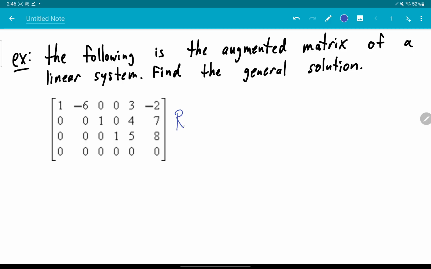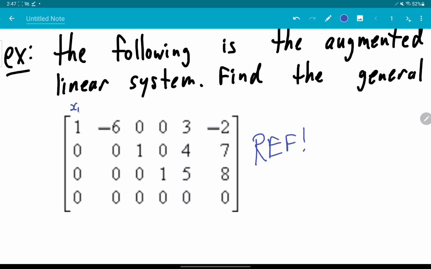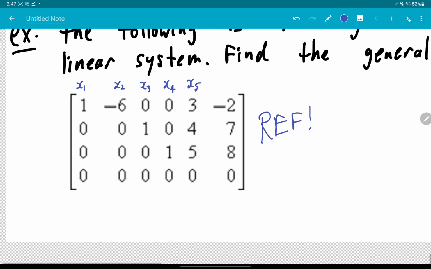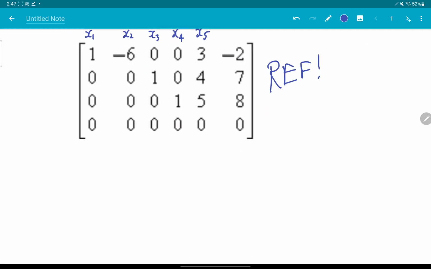Thankfully, this is in reduced echelon form already, so there's no more reduction that I need to do. What I need to do is translate this back into a system of linear equations. I'm going to go with the variables x1, x2, x3, x4, x5. And the first row tells me that x1 minus 6x2 plus 3x5 is minus 2.